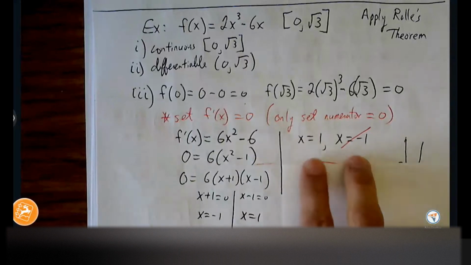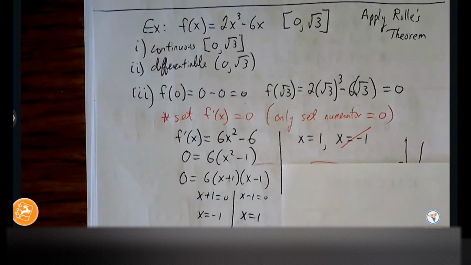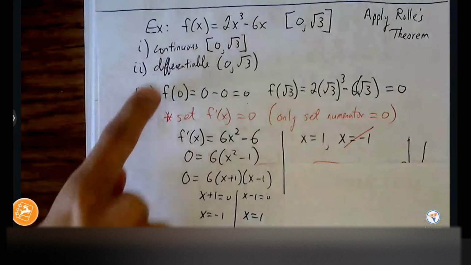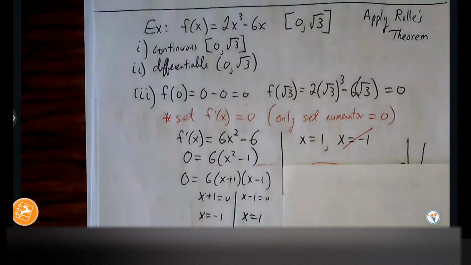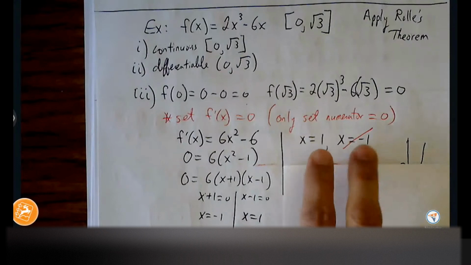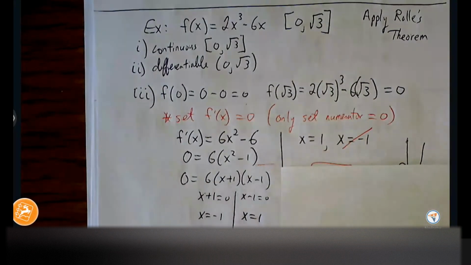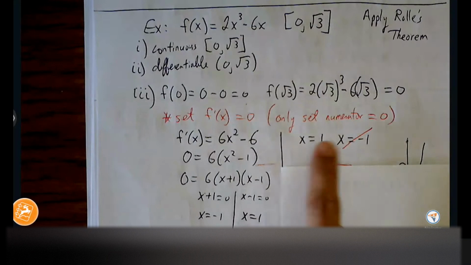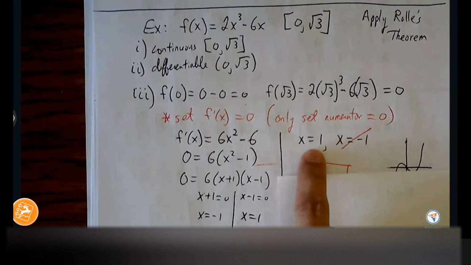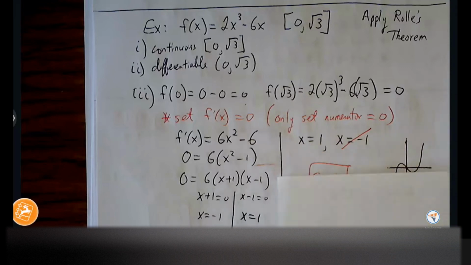Now, if you realize that all of your critical points end up outside the interval, then there's a problem, right? This is a guarantee. Once you get past the third condition, we're guaranteed to find at least one location. So if you find that all your values are outside the interval, that means something didn't go quite right in your calculation. You have to go back and look. There must be one solution that will pass the test.